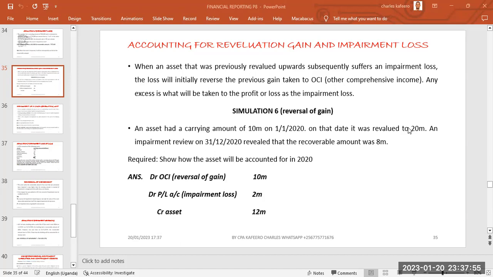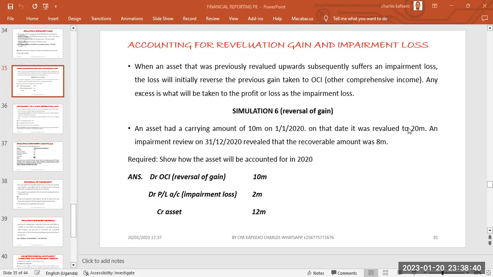So since we are incurring an impairment loss, because the carrying amount is higher than the recoverable amount, we say that we are having an impairment loss. So having known that this carrying amount of 20 million is higher than the recoverable amount of 8 million, it means it creates a difference. And that difference is going to be the impairment, which is 12 million.